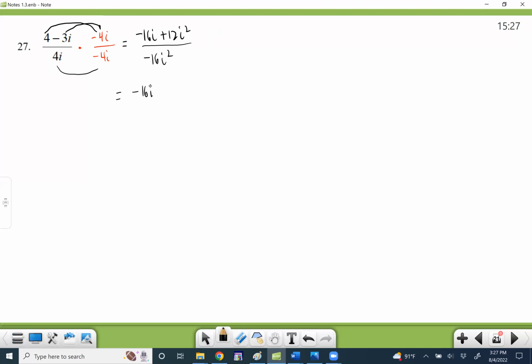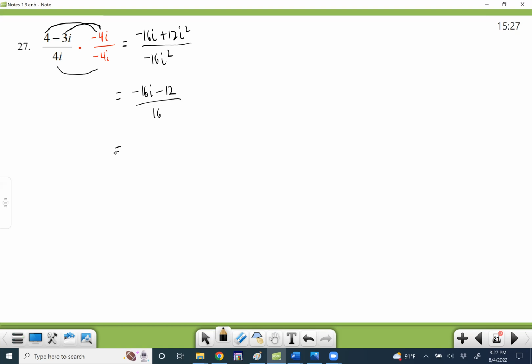65. Instead of plus 12i squared, it's just minus 12. Instead of minus 16i squared, it's just positive 16. So remember, it's only the i squareds where their signs change, and that's because i squared is a negative 1.